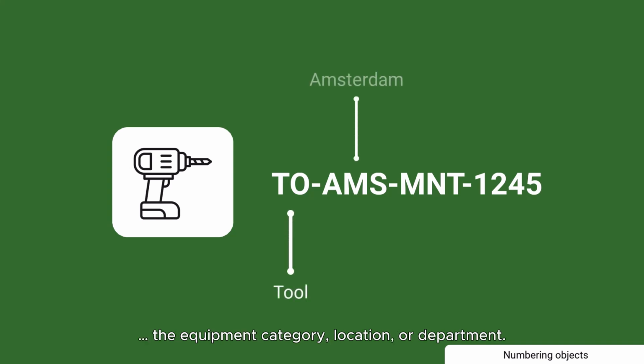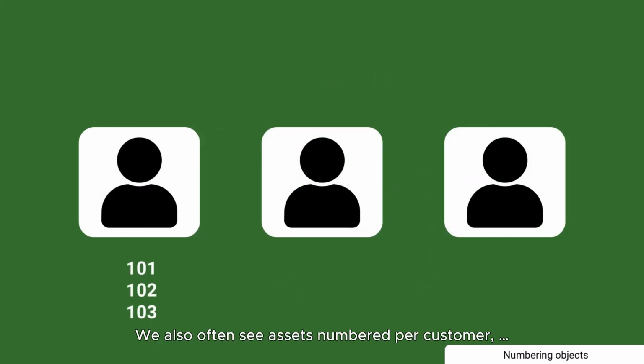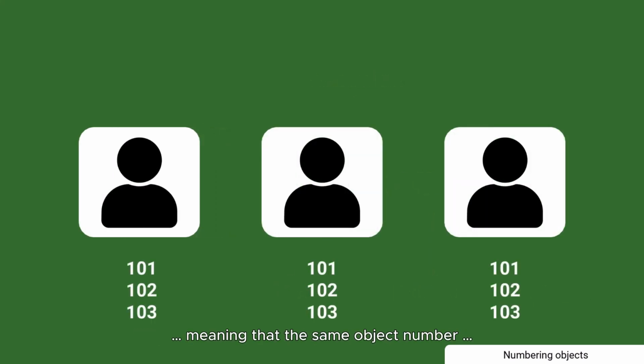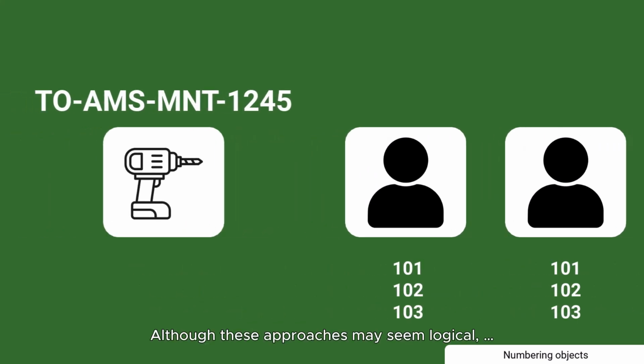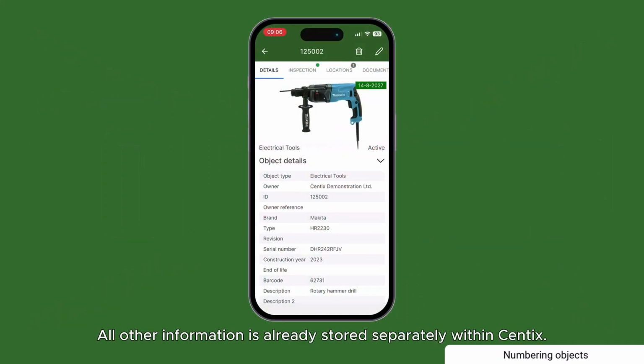To get the most out of QR codes, we recommend using unique object numbers. Many organizations use their own numbering system. Object numbers may include information about the equipment category, location, or department. We also often see assets numbered per customer, meaning that the same object number may be used for different customers. Although these approaches may seem logical, we do not recommend them. An object number should be used solely to identify the object. All other information is already stored separately within Centix.